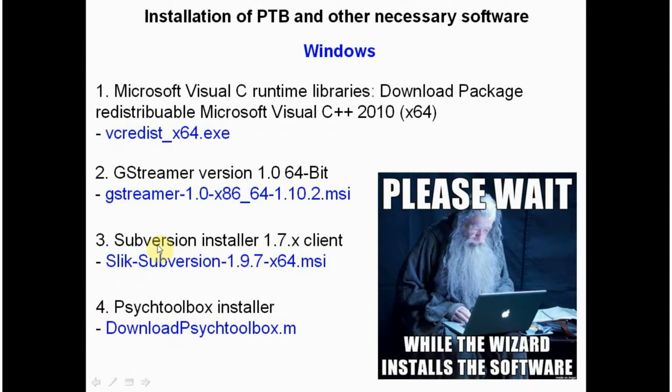The third step is the Subversion installer client. In particular, this version works well, but apparently something older is also acceptable. This software is necessary to run the Psychtoolbox installer itself. It is an M file which can be downloaded from the Psychtoolbox webpage.